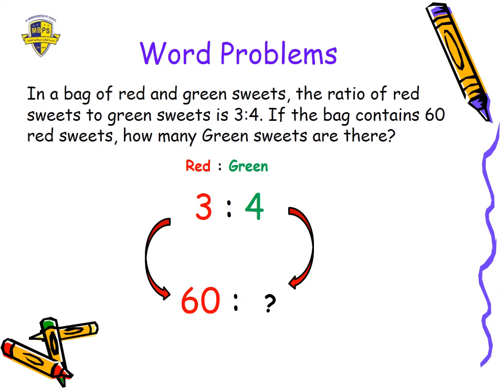Think grade 5. 3, we multiply it by what to make it 60? 3 by what? 6. 3 by 2. Good. So 3 by what to get 60? 3 by 20. Good. So I have to multiply the green sweets by the same number to keep the ratio equivalent. So 4 by 20 equals what? Equals 80. Excellent. So there are 80 green sweets.